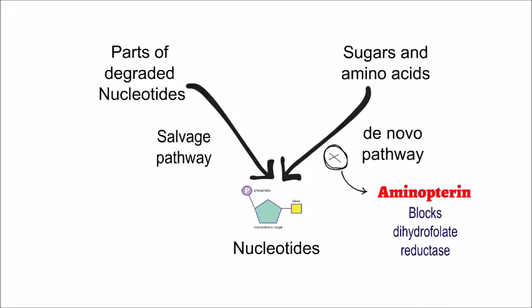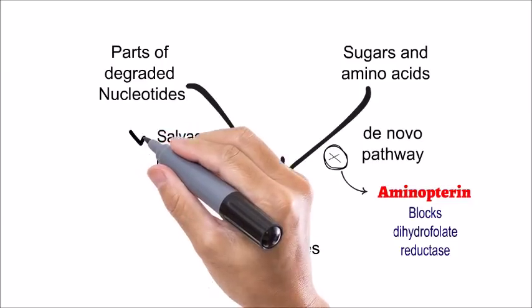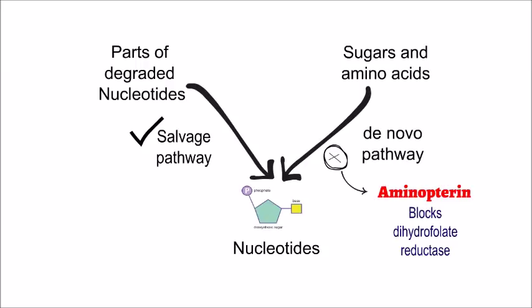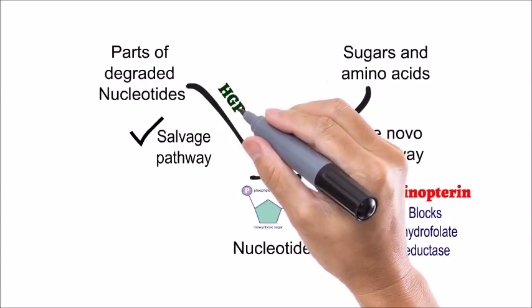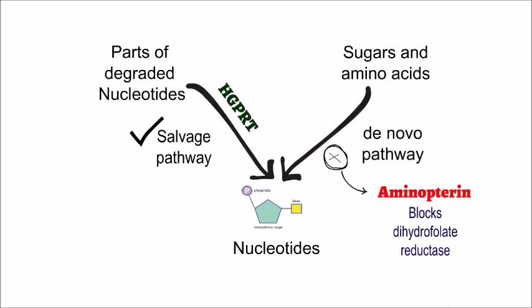Therefore, there is only one option left for the cells in the HAT media, and that is the salvage pathway. Cells can operate the salvage pathway, but for this also there is one condition. This condition is that the cell must have one enzyme which is called HGPRT, that is hypoxanthine guanine phosphoribosyl transferase. Cells which have this particular enzyme can use hypoxanthine and thymidine as precursors to operate the salvage pathway. Plasma cells have this enzyme, but myeloma cells don't.